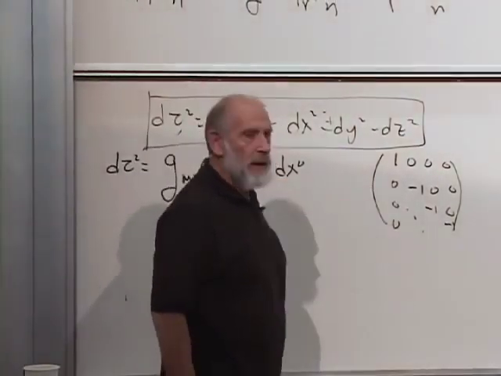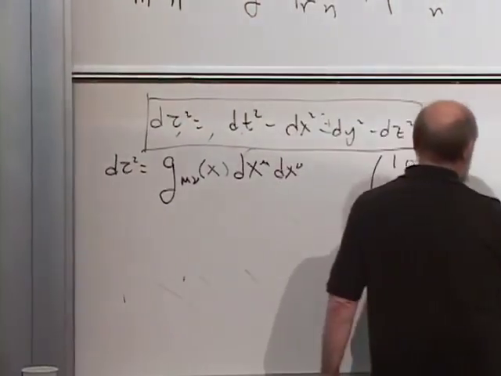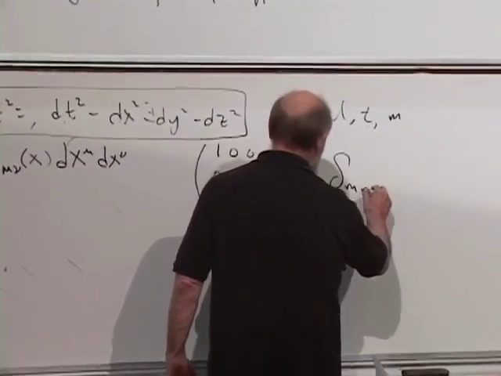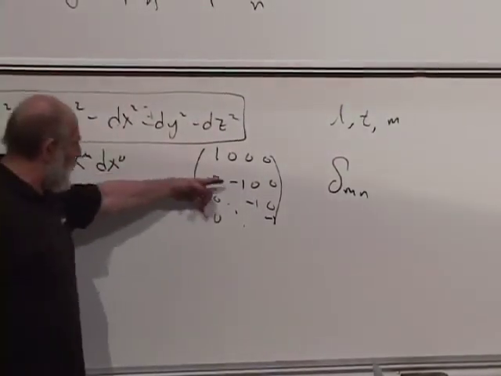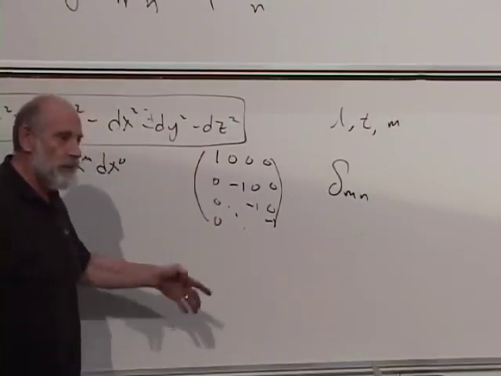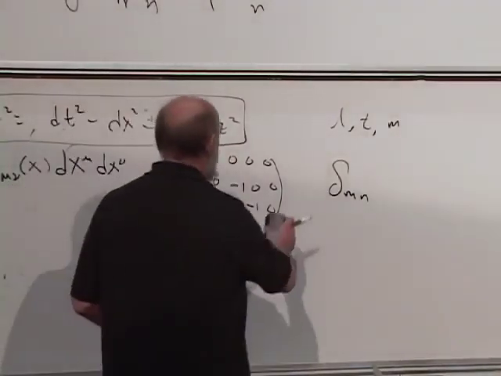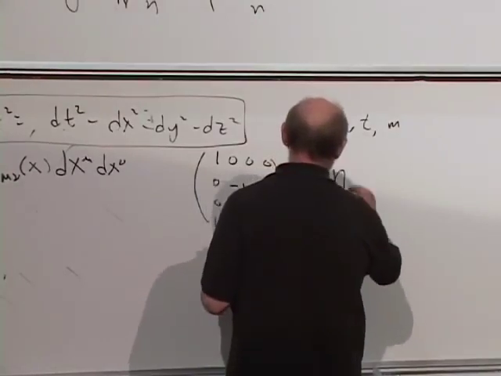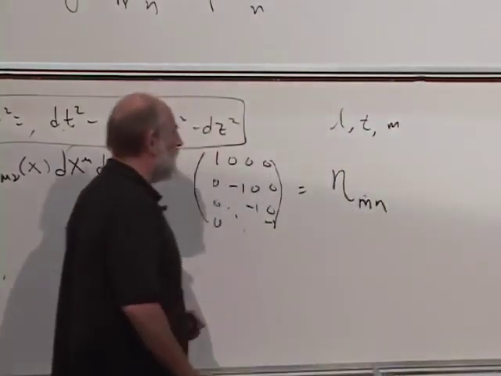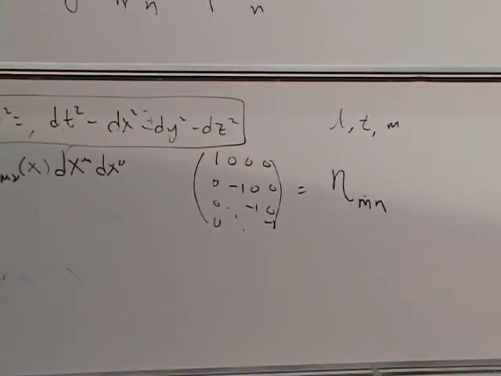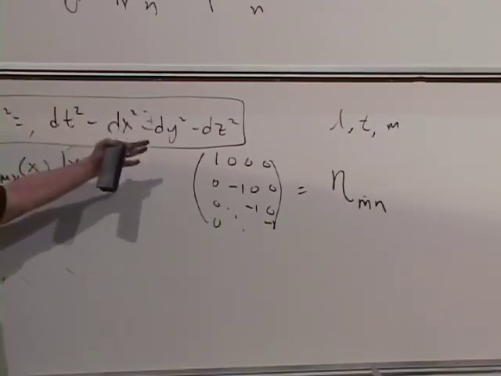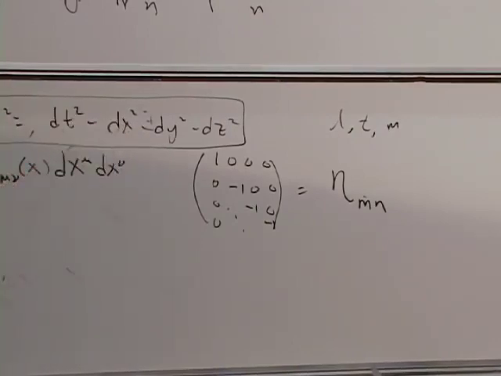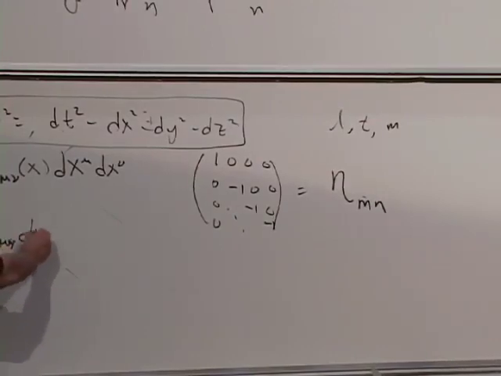This symbol has a name. It's the analog of delta mn. But it's not delta mn. It's not 1, 1, 1, 1. It's 1, minus 1, minus 1, minus 1. It has a name. It's called eta. Eta mu nu. Greek letter eta. So eta is the metric of space-time in Minkowski coordinates. And so we could write in Minkowski-type coordinates, the analog of Cartesian coordinates, d tau squared is equal to eta mu nu dx mu dx nu.